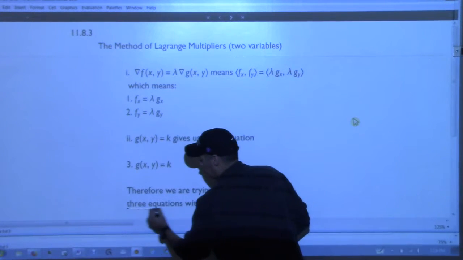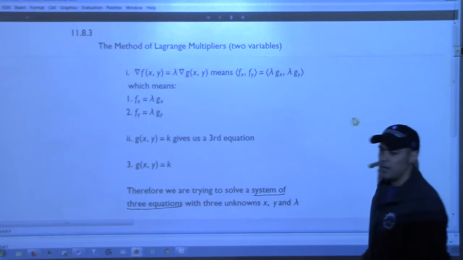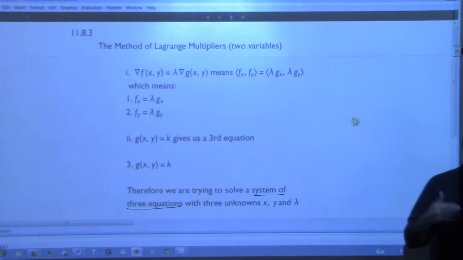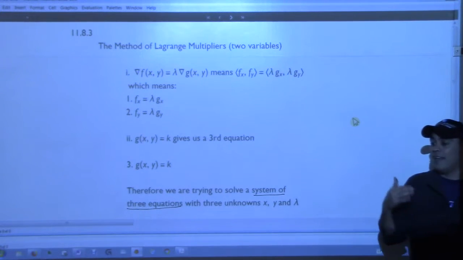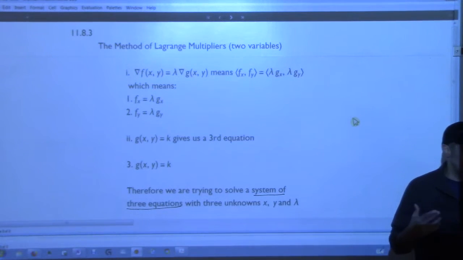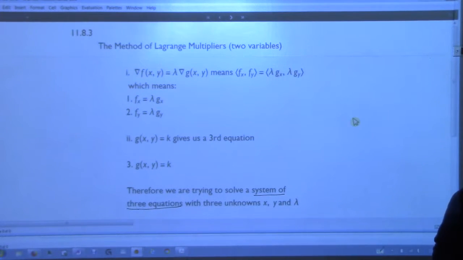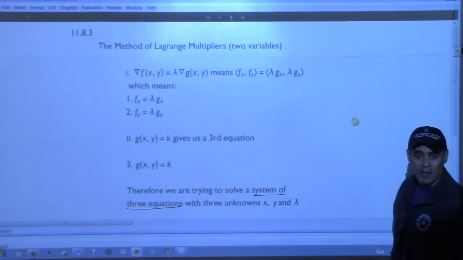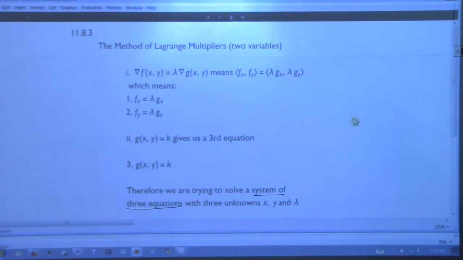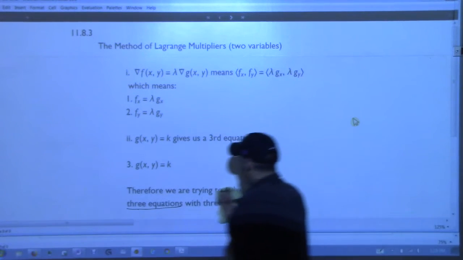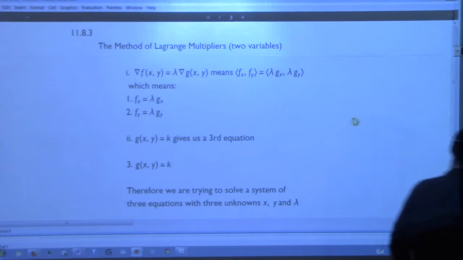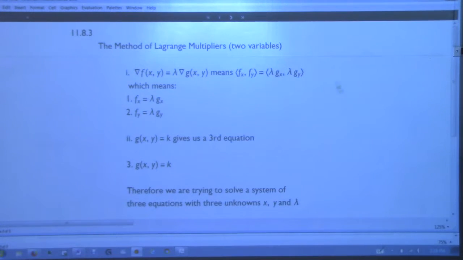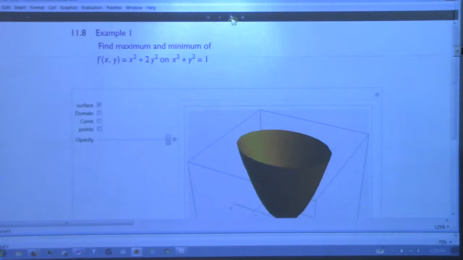Here's the bad news. It's three equations, three unknowns, but those equations are not necessarily linear equations. So you cannot use linear algebra, you can't use matrices, you can't do any of that. So you have to figure out another way. And so this is going to be a lot of algebra to try and get this to work. All right, let's do an example, because there's nothing like an example to help make this all make sense.